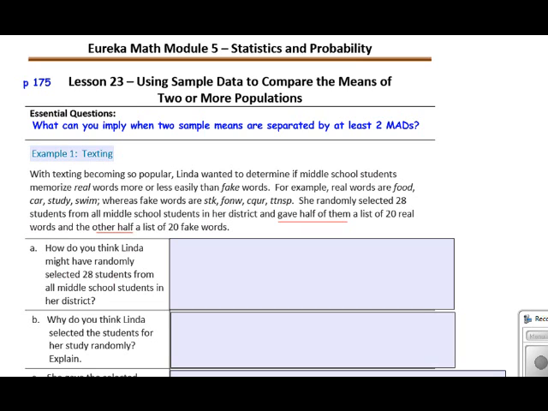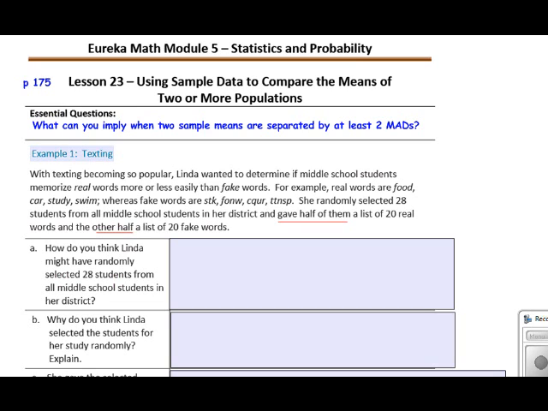Example 1, texting. With texting becoming so popular, Linda wanted to determine if middle school students memorize real words more or less easily than fake words. For example, real words are food, car, study, swim, whereas fake words are steak, fanwa, conquer, tinspoon. She randomly selected 28 students from all middle school students in her district and gave half of them a list of 20 real words and the other half a list of 20 fake words.